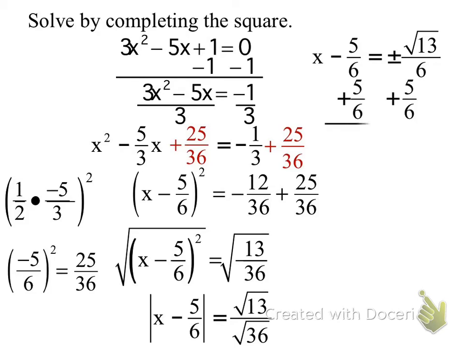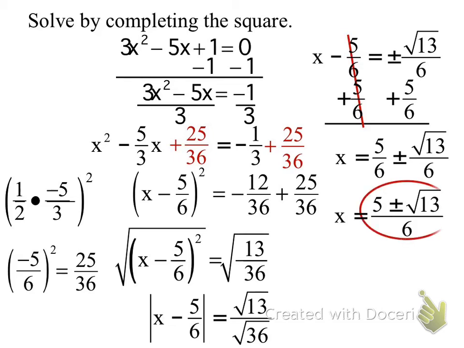Shh. So, I'm adding 5, 6. Now look. So I'm adding 5, 6 plus rad 13 over 6. Can't I just say 5 plus or minus rad 13 all over 6? And that's your final answer. Do you understand what to do with the not so perfect? Okay, that's the end.